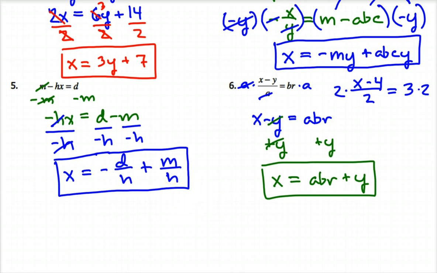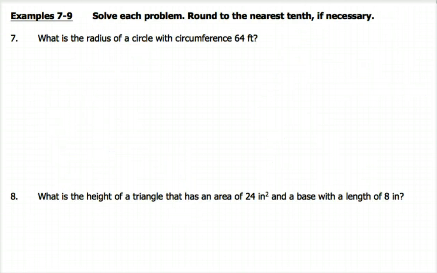Now, for these last few examples, we're going to use some formulas, and we're going to solve some small word problems using these formulas. So for each of these problems, it's going to be necessary for you to know some of your basic geometry formulas. In number 7 here, it's asking what is the radius of a circle with a circumference of 64 feet. For this one, you need to know the formula that involves radius and circumference of a circle.